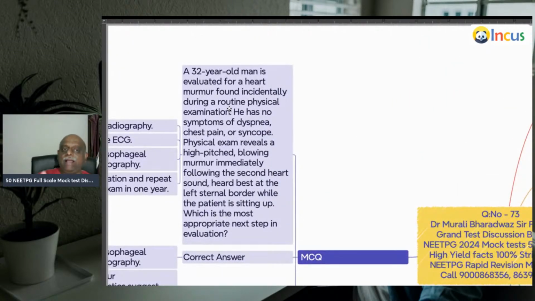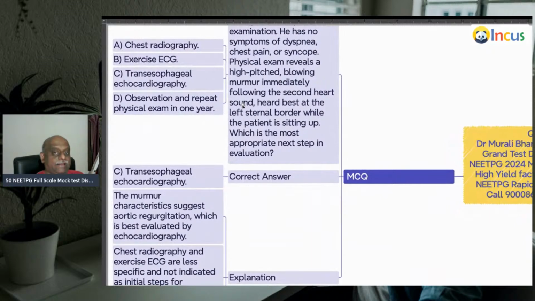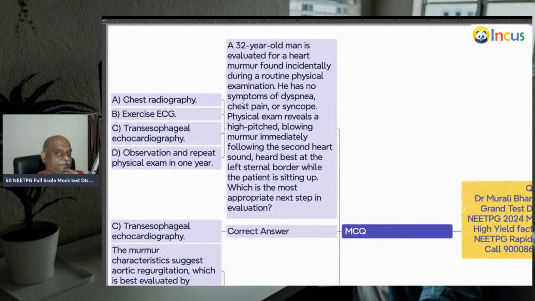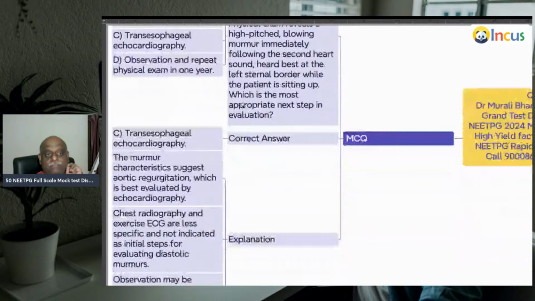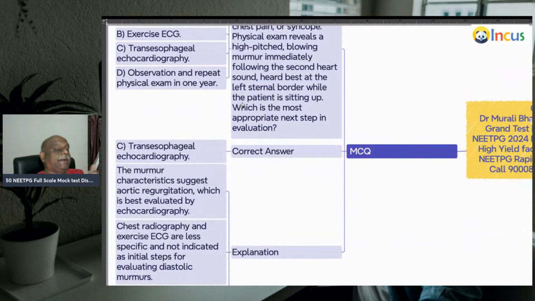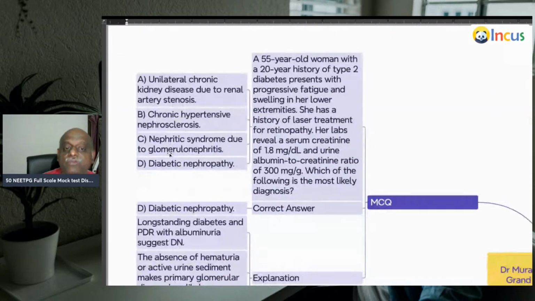A 32-year-old man is evaluated for a heart murmur found incidentally. High-pitched blowing murmur immediately following the second heart sound. He has no symptoms of dyspnea, chest pain, or syncope. So an early diastolic blowing high-pitched murmur is characteristic of aortic regurgitation, and the best way to evaluate that would be by doing echocardiography, is what you should remember.